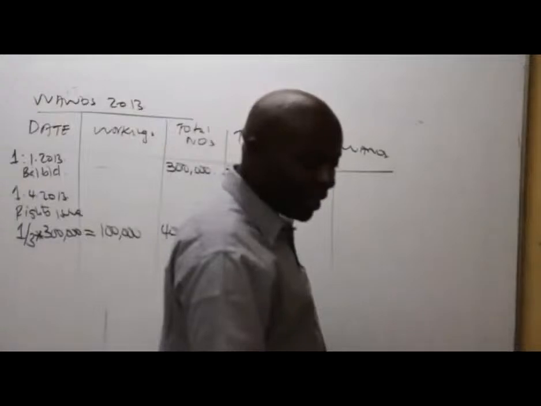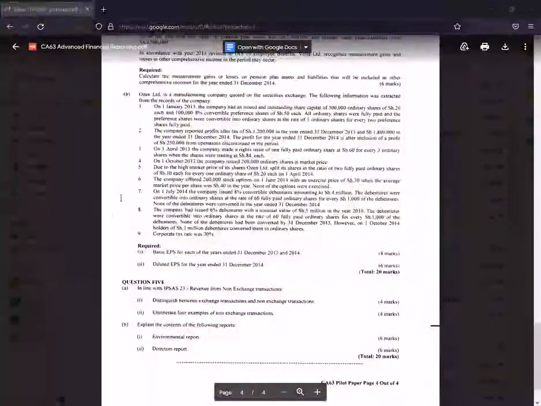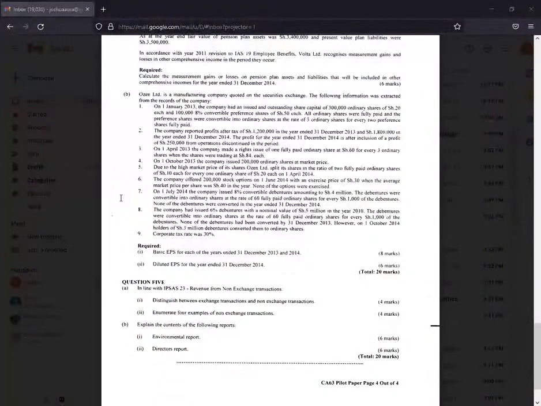Let's see whether we have any other transaction in 2013. On 1st October, look at this. On 1st October 2013, the company issued 200,000 ordinary shares at market price. I love this. It's a 2013 transaction on 1st October. What happened here? We issued how many shares here?